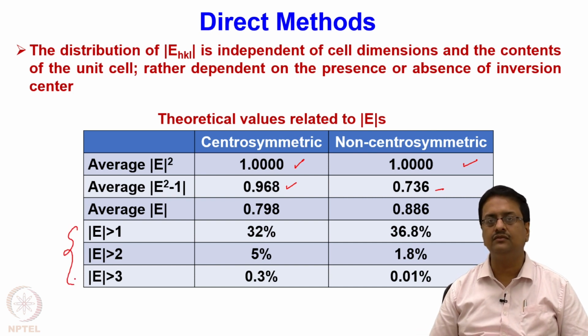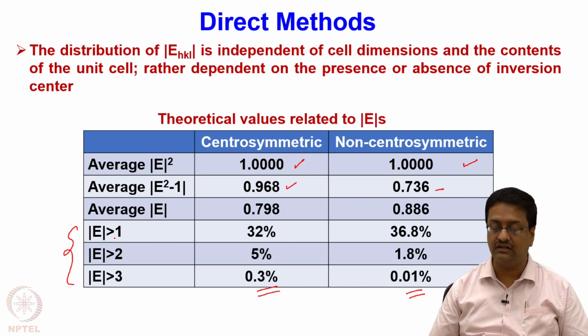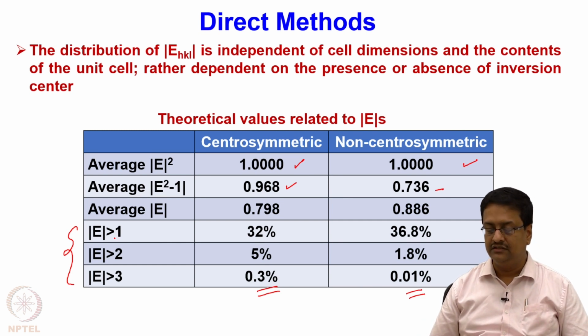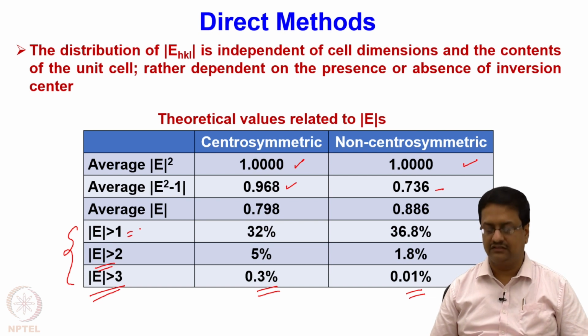And then there are indications of how these E values fall rapidly in number, in terms of percentages, when mod E is greater than 1, greater than 2 and greater than 3 and so on, which means the stronger reflections are fewer in number, where these reflections are strong reflections and these are the weak reflections.